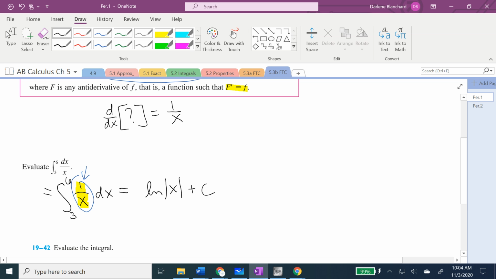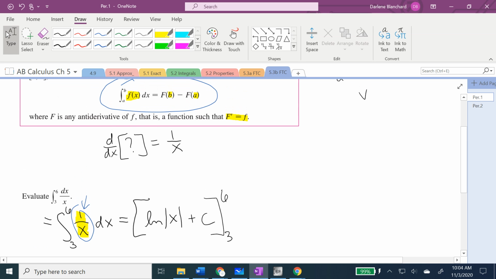Now what I'm going to do is I'm going to tell myself I realize this is the antiderivative of the integrand. I still need to bring the limits in. The lower limit is 3, the upper limit is 6. Now, according to the second part of the fundamental theorem of calculus, I take that antiderivative, I plug in the upper limit minus I plug in the lower limit, and I see what I get.